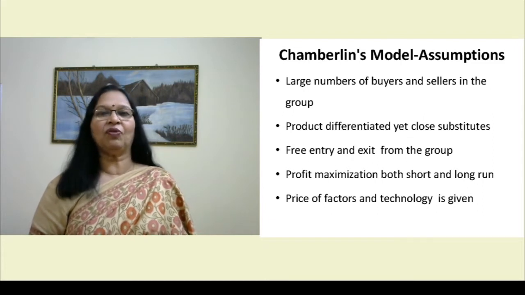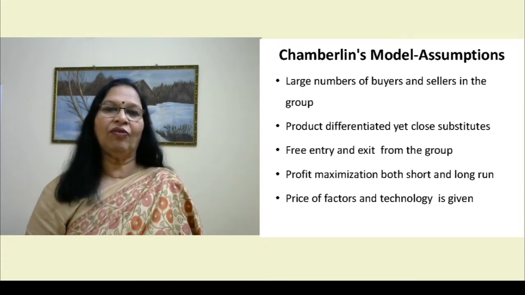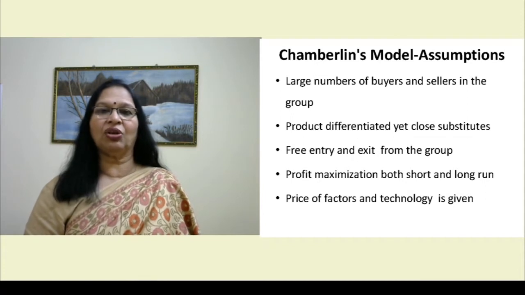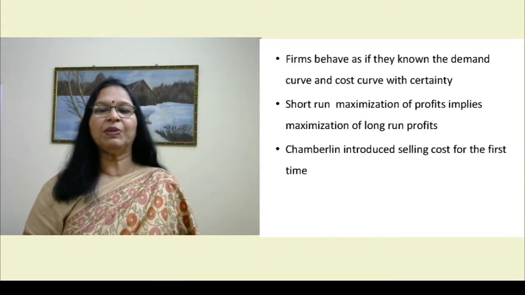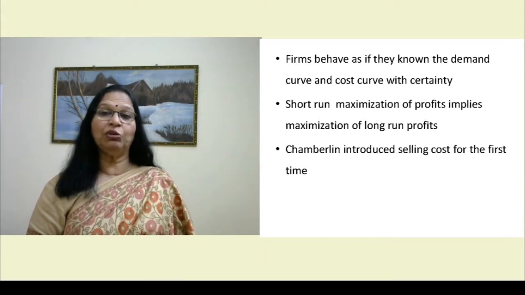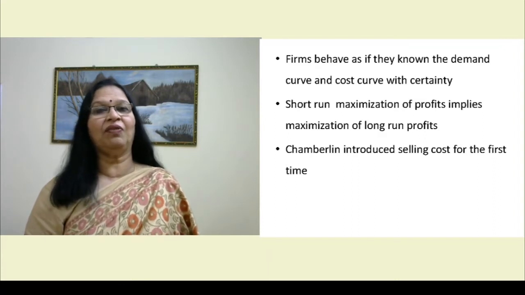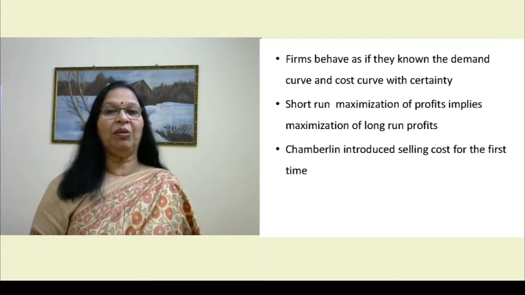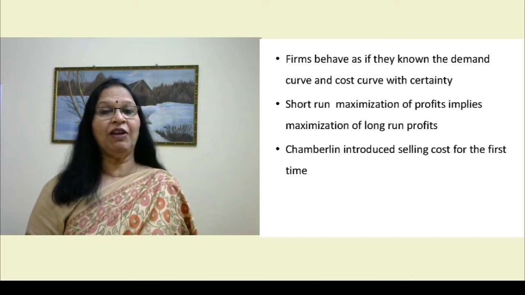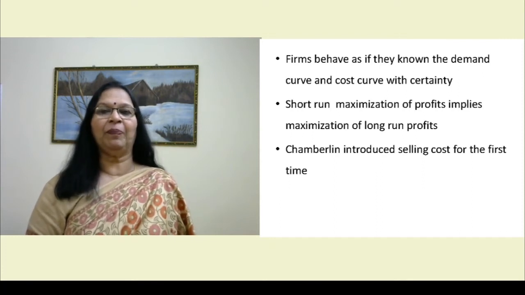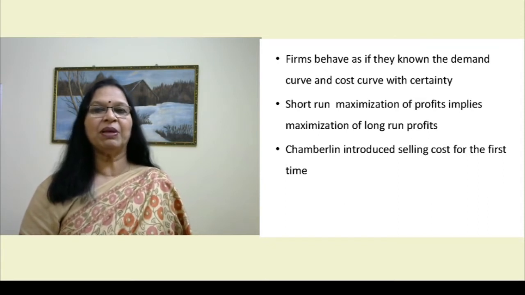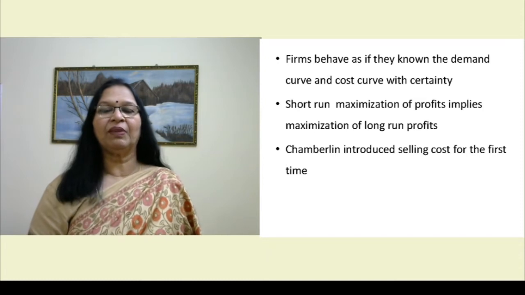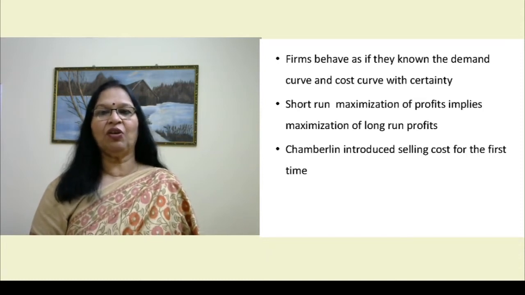Profit maximization, of course, is the rationale for the firms in the long run and the short run, and prices of technology and factors of production are given. And firms behave as if they know the demand curve and the cost curve with certainty. Each firm behaves as though it knows its demand curve and the cost curve completely. And in the short run, maximization of profit implies maximization of long run profits as well. So Chamberlin introduced selling cost for the first time.